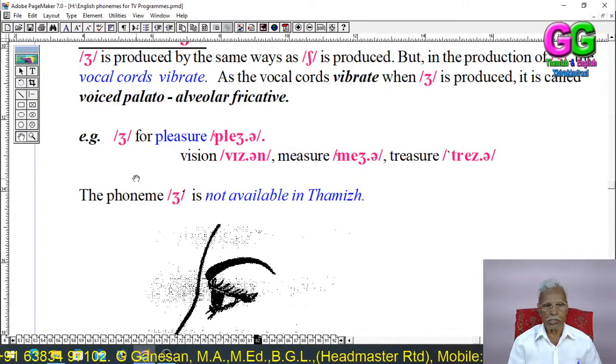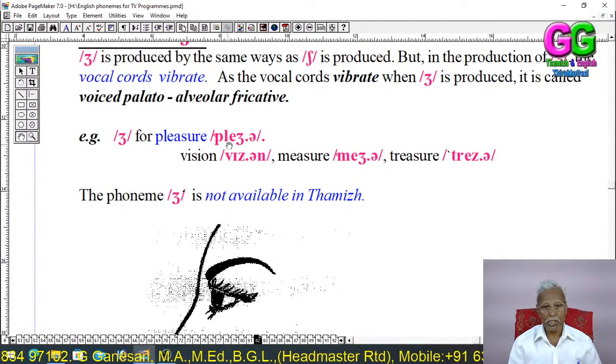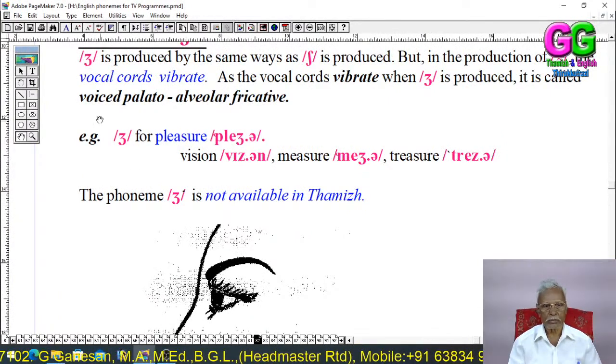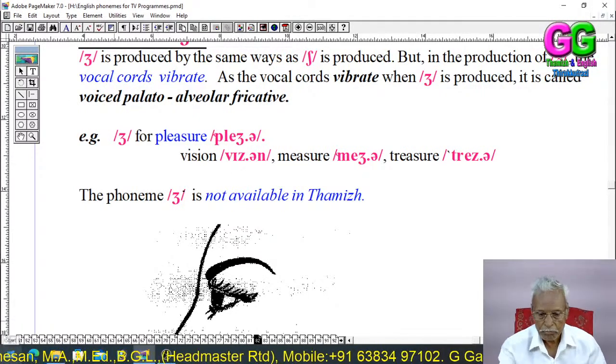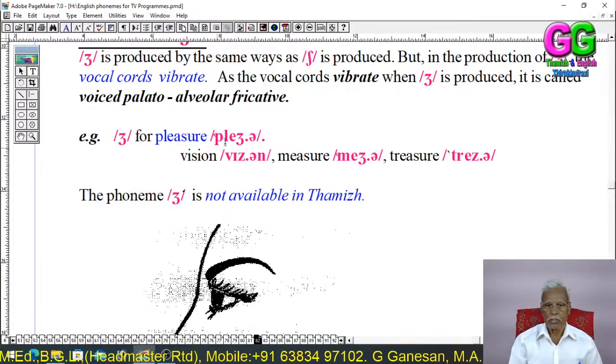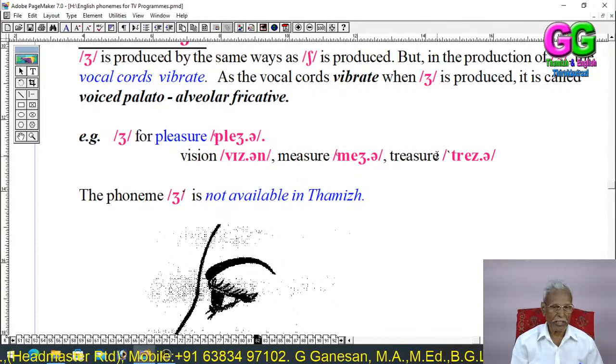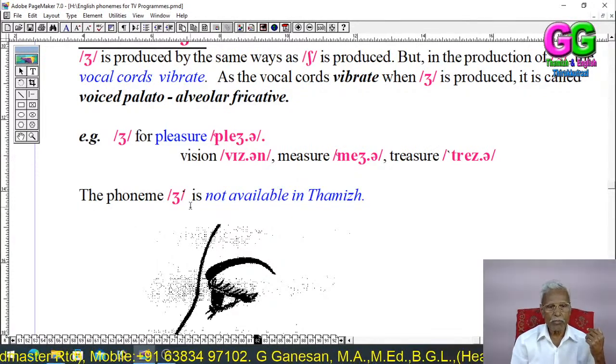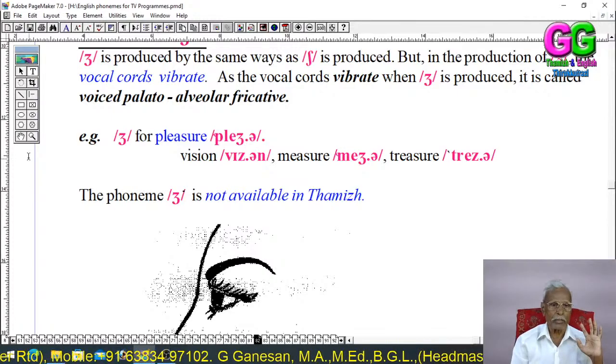Examples for is: pleasure, vision, measure, treasure. These are the examples. The sound is not available in Tamil.